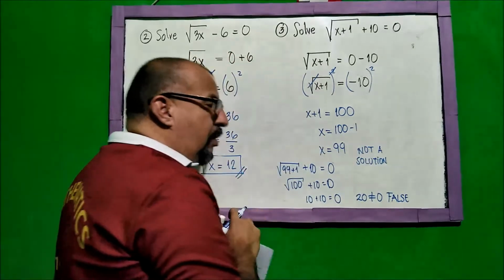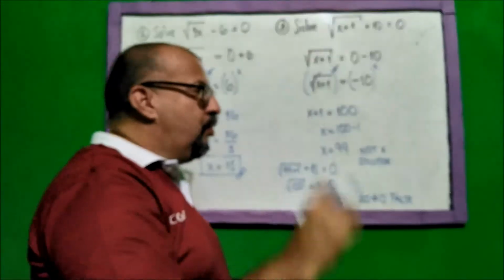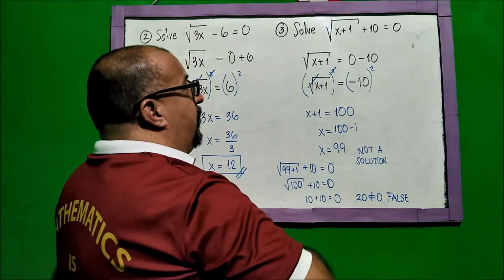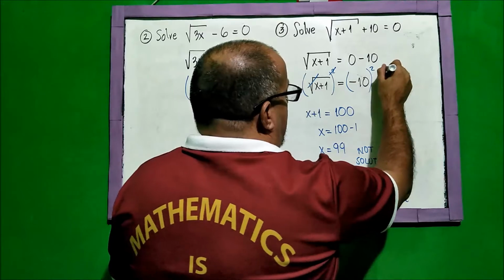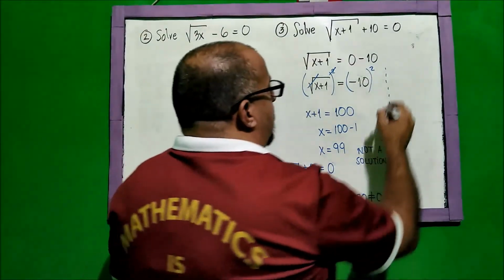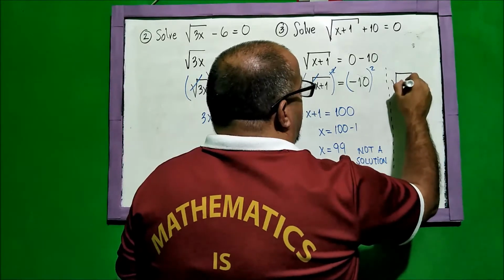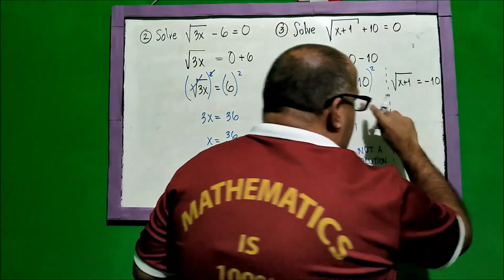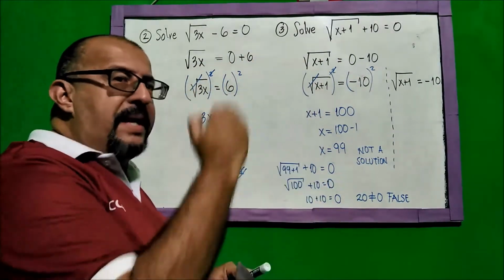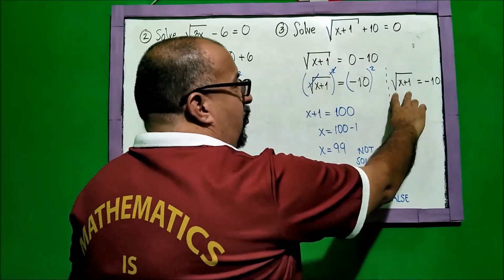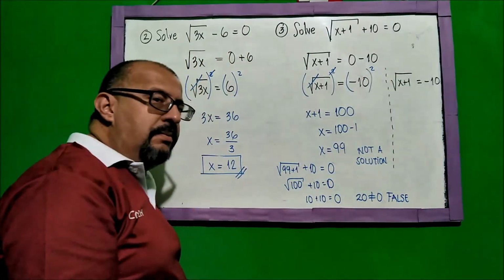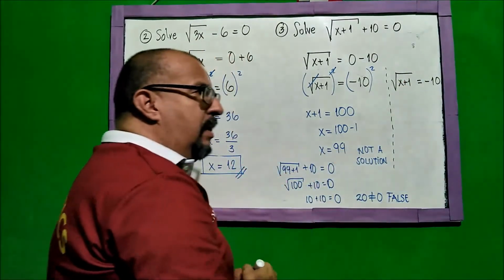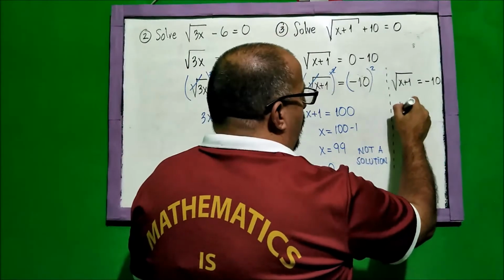And since we have no other alternative, then this equation has no solution at all. Now, we can also analyze the problem from here as an alternative method. If I have the square root of x plus 1 equal to negative 10, I analyze. By rule and by definition, any square root cannot give me a negative answer. So if I have a square root that is equal to a negative number, automatically I say no solution.